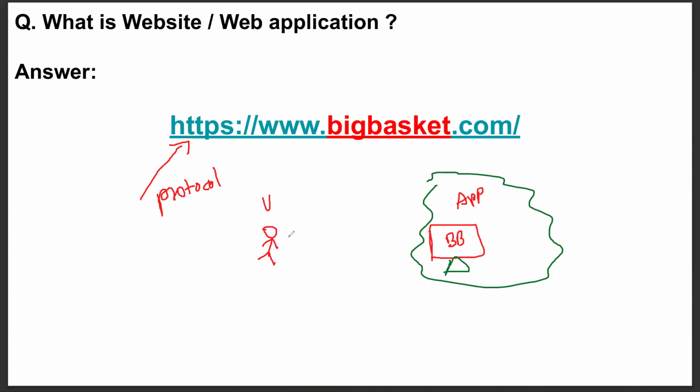Now, how does the customer access these BB services? The customer makes a request, and how will this request go to Big Basket? Then Big Basket gives the services, the response back. How is this response given back to the customer? In this case, the HTTP protocol comes into the picture. As you said, guys, HTTP is the Hypertext Transfer Protocol. This protocol is to send a request to the server and get the response back from the server.